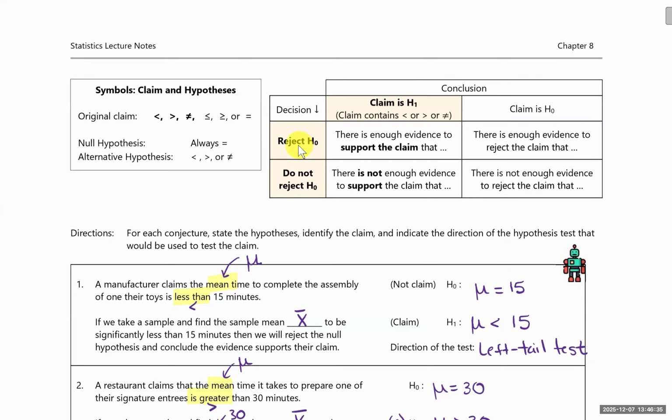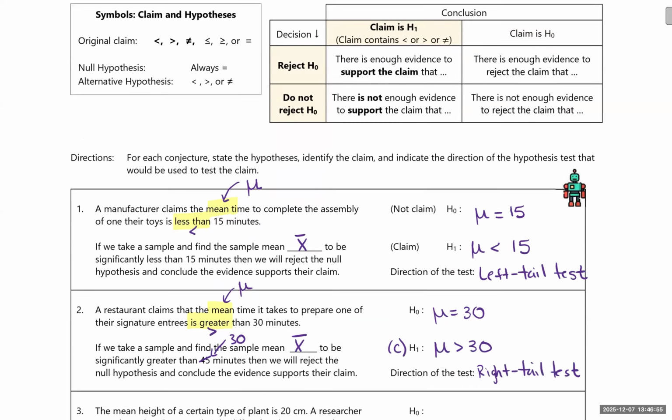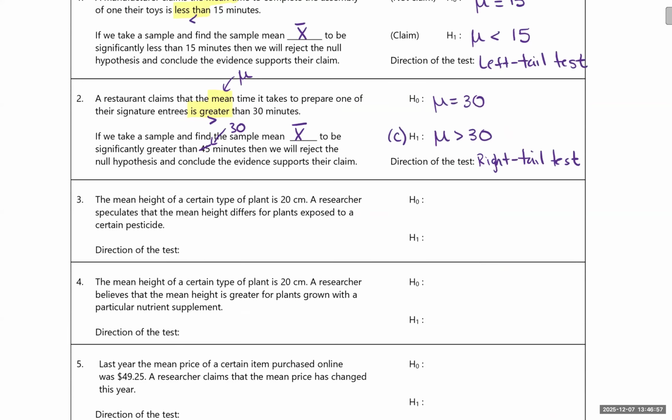Let's say we do reject it, and that means we would support the claim. So rejecting the null supports the claim. If we did not reject the null hypothesis, if we were unable to reject it, then we would be unable to support our claim. And we will practice that all coming up. All right, but let's just keep practicing writing hypotheses.